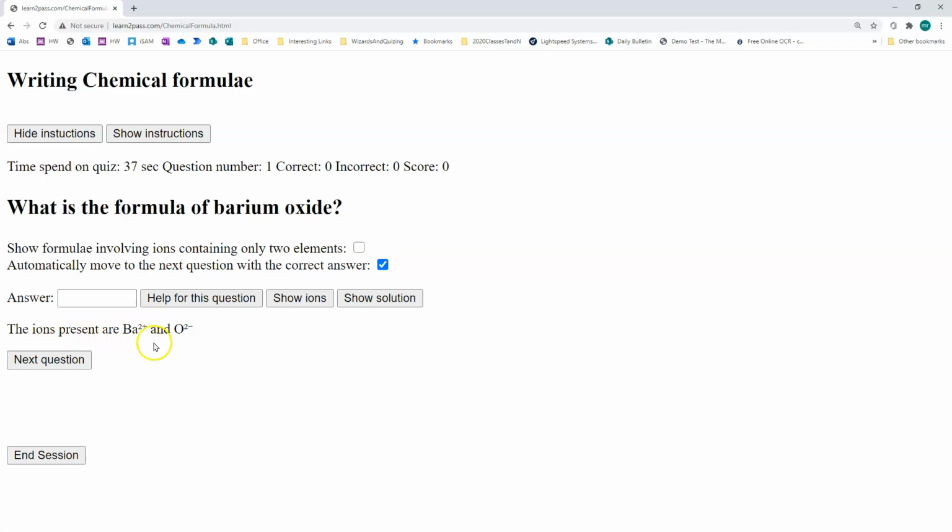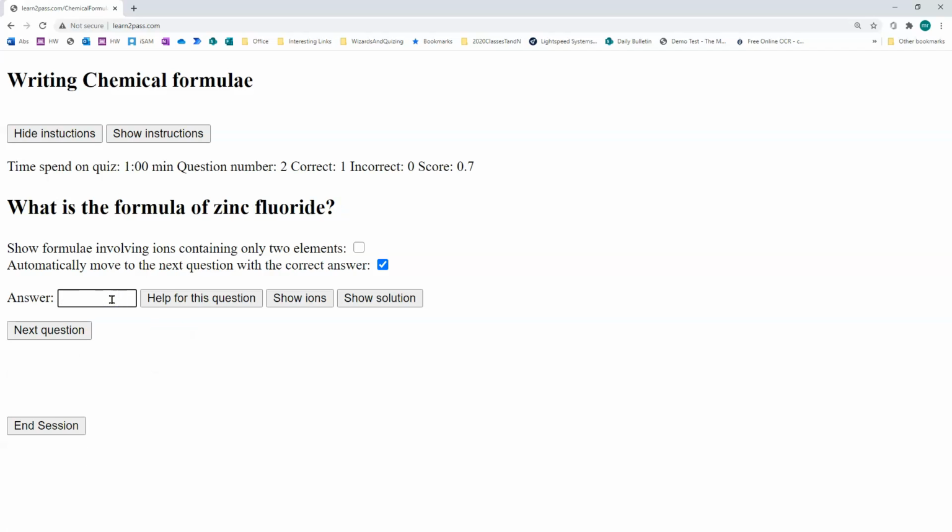It tells us what the ions present are, such as barium 2+, and the oxide ion being O2-. So we need to write the formula for barium oxide using this information in the box here. They've got the same size charge, one's got 2, the other's got 2, so I know the formula for this is just BaO. So I can enter BaO. It automatically moves to the next question, because I've got automatic move to the next question with the correct answer selected. Next one is zinc fluoride.